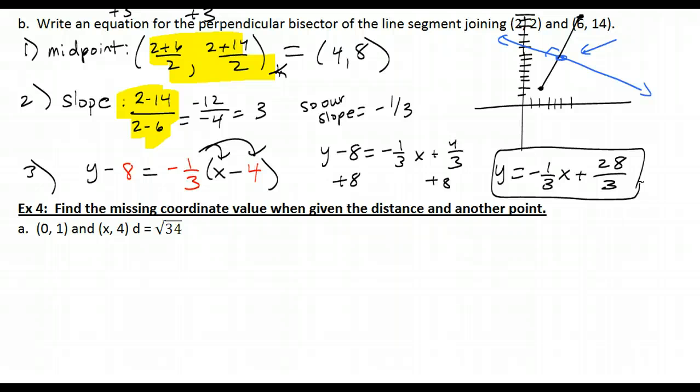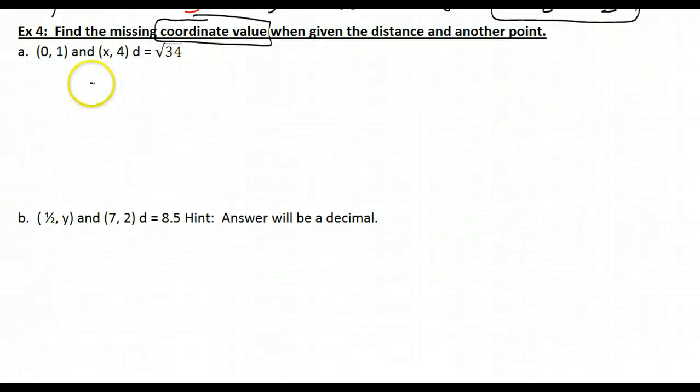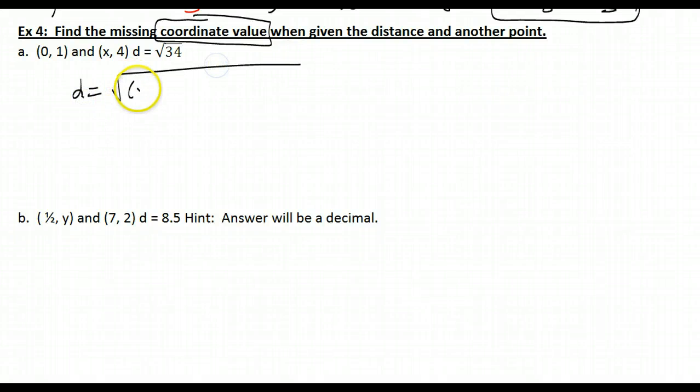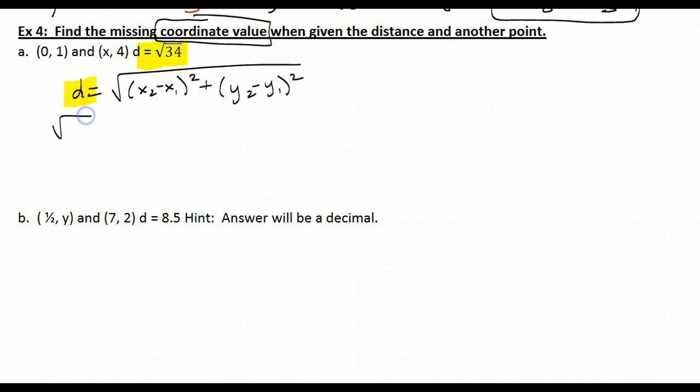The last application for distance and midpoint formulas are being given a coordinate value, and we're trying to figure out what one of the other coordinates is. So here I am using my distance formula again. All right, there's my distance formula, only this time I'm plugging in d instead of having d be the variable.